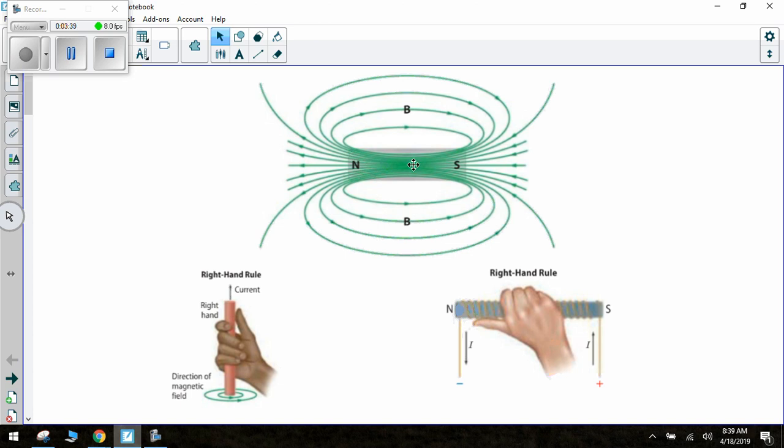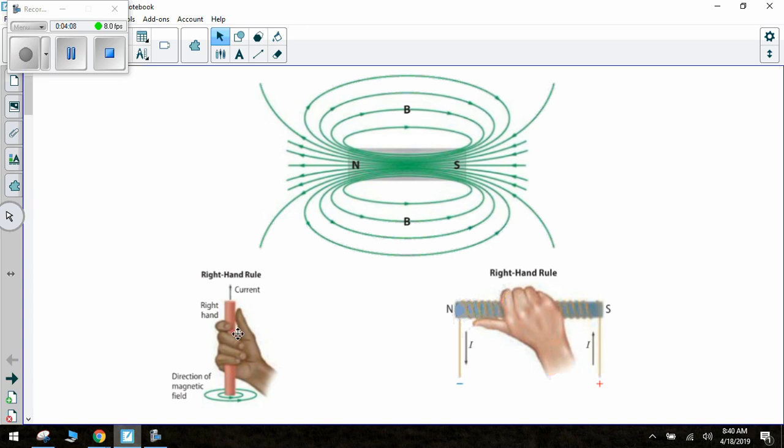We should know that when we have a permanent magnet, the field lines go out of the north and into the south. We should know that B stands for magnetic field. The N is north, the S is south. Okay, now there were several right-hand rules that we talked about. So you need to know when to apply each one.